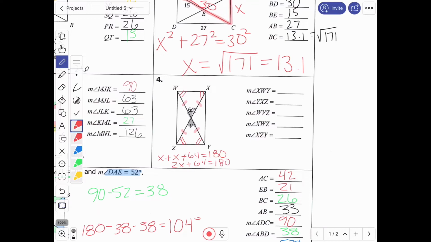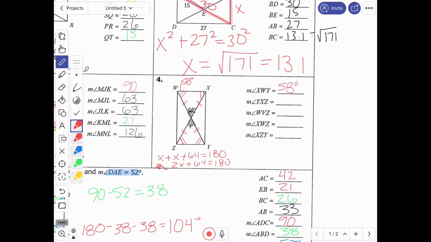Then I can combine my 2 x's, so I get 2x plus 64 equals 180. Another way you can think about this is you subtract 64 from 180 and then divide that by 2. That's really what you're doing when I set up this equation. So if you just want to think about it as splitting up those angles into 2, you get 58 degrees. So make note of that, 58 degrees.